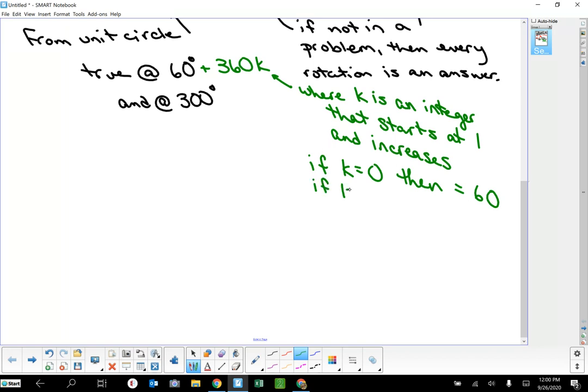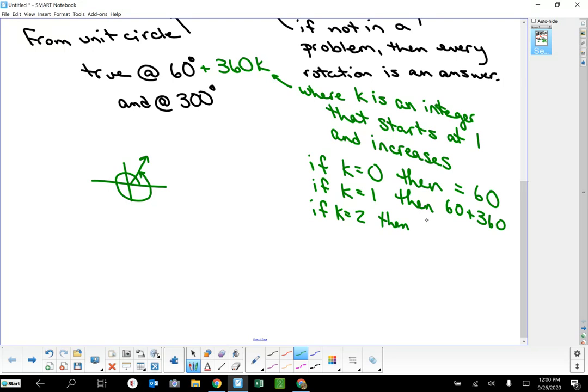If K equals 1, then you have 60 plus 360 degrees, which is what, 420. And that would be, here's your 60 degree angle. You'd go around one time and then come back to 60 degrees. Okay. If K is 2, then you have 60 plus 720. So you have 2 rotations. So you'd go around another time and you'd land at the same angle. If K is 3, oops, that's an F.